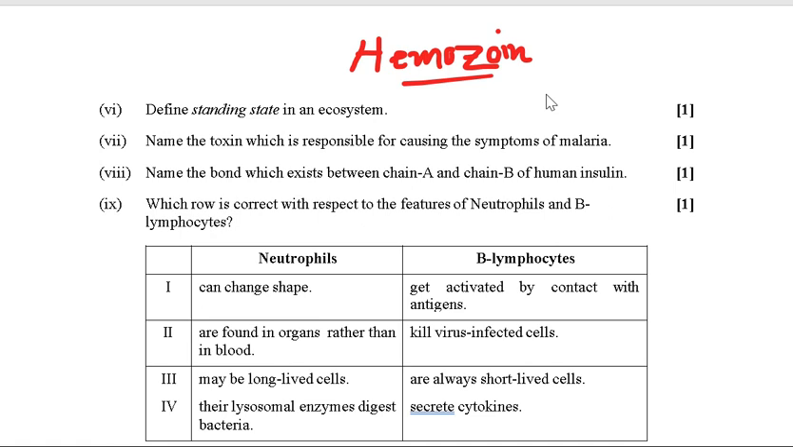H-E-M-O-Z-O-I-N, hemozoin, and glycosylphosphatidylinositols. So there are two answers. One is hemozoin and another is glycosylphosphatidylinositols. These two toxins are mainly found, and they are mainly responsible for causing the symptoms of malaria. Okay. Come to the next question.